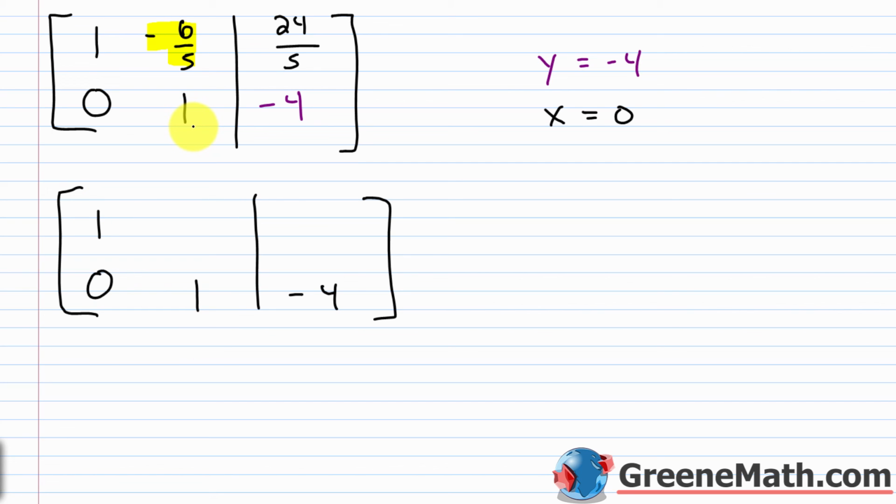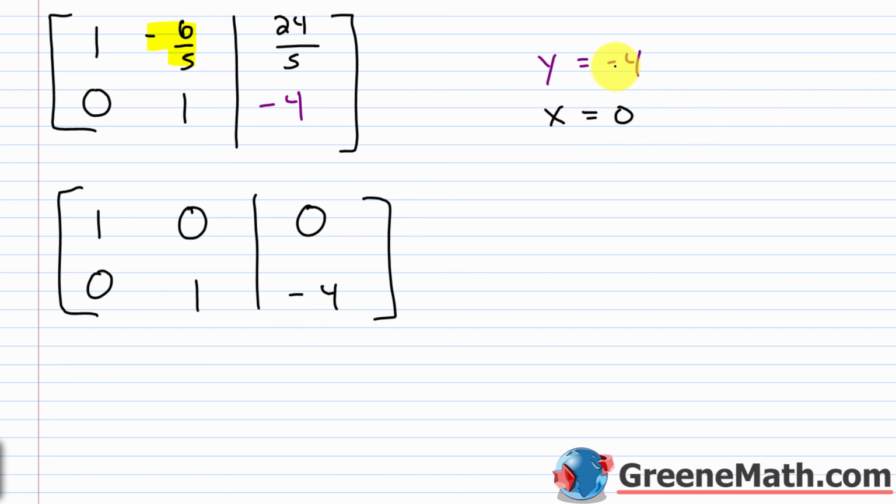1 times 6/5 is 6/5. 6/5 plus negative 6/5 is 0. Negative 4 times 6/5. Negative 4 times 6 is going to give me negative 24. So I'd have negative 24/5. Now, negative 24/5 plus 24/5 is 0. So what did I find here now? I found that x is equal to 0, which is what it is. Y is equal to negative 4, which is what it is.